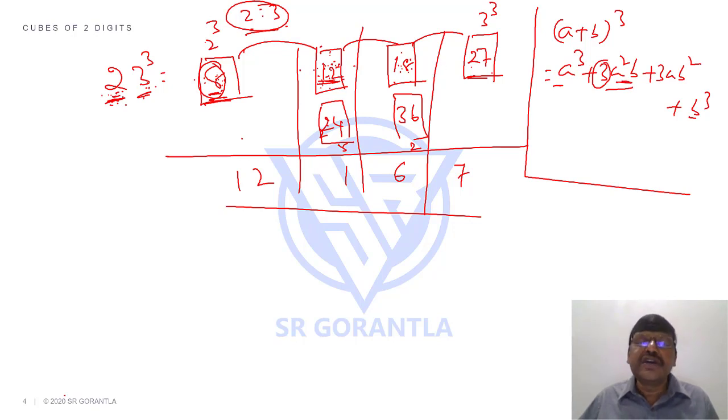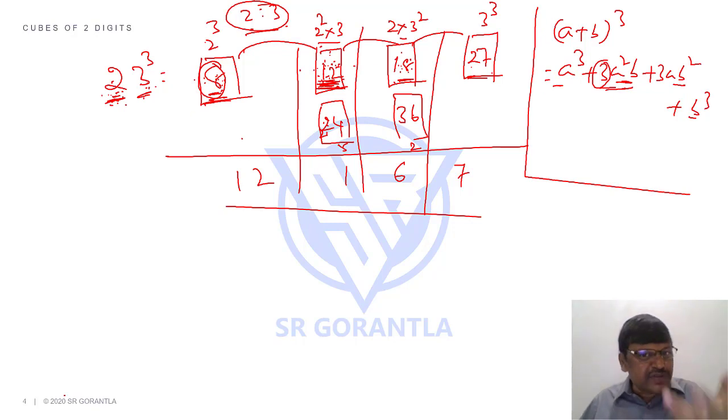a square b means, you see this 12, students, is it not 2 square into 3? Yes or no? This 18, you see, is it not like ab square, that is 2 into 3 square? Yes or no? But that is only one time you are writing. The formula says 3 times. Yes, that's what I am doing. When I am doubling them, it is already one time. When you double it, you are adding it, so it becomes 3 times. So whatever algebra formula you have, you are using here indirectly, right?